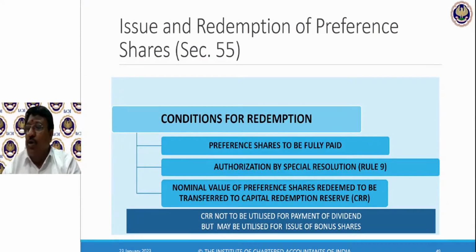Also, if you want to, SEZ reinvestment reserve account. Thank you. Really great.